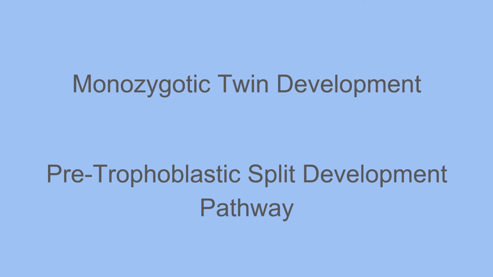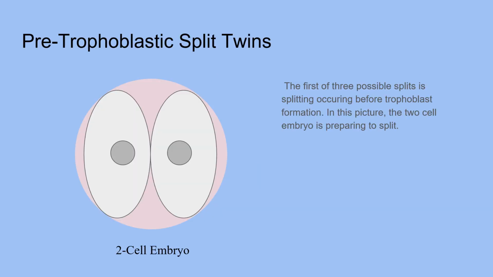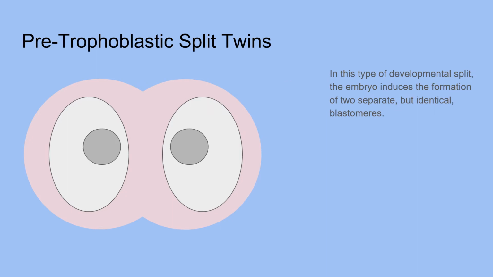Now we're going to talk about monozygotic twin development, the pre-trophoblastic split development pathway. So the first of three possible splits occurs before trophoblast formation. In the picture on the left, the two-cell embryo is preparing to split. Here we have two separate but identical blastomeres.